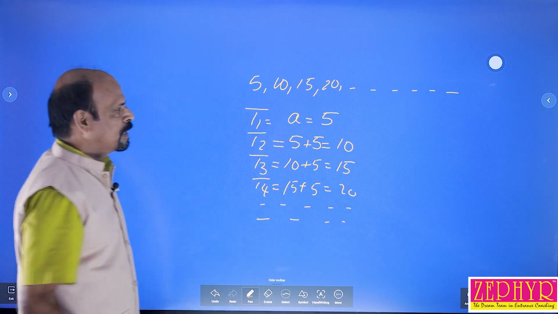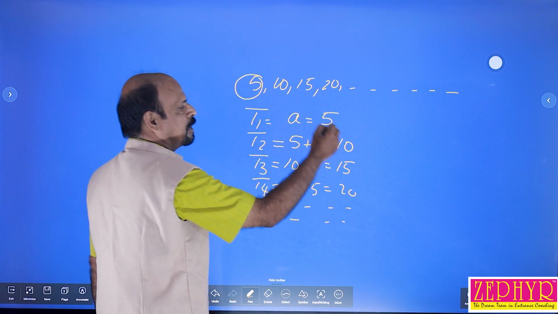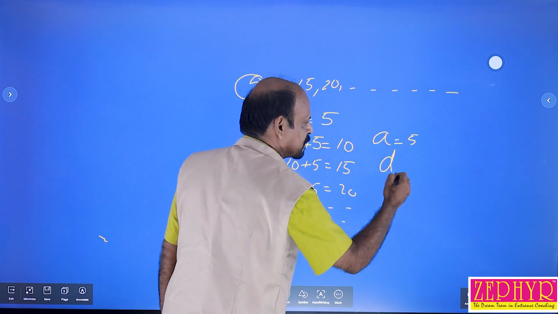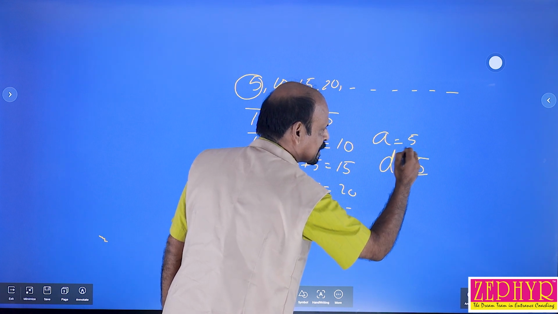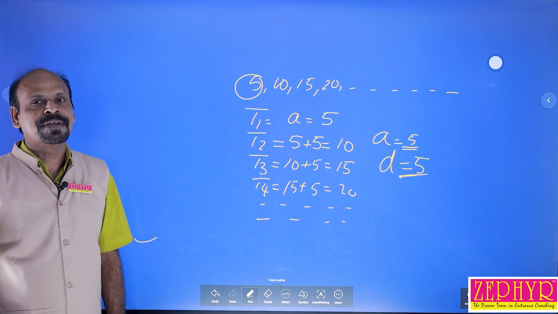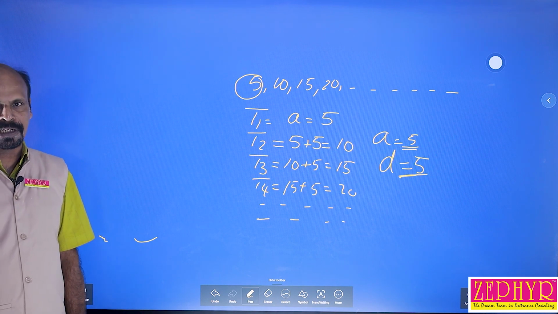So this is an arithmetic progression with first term a equal to 5 and common difference d. The common difference is denoted by d. It is given by 5. So both the first term and the common difference are 5. This is a standard example of an AP, arithmetic progression or arithmetic sequence.